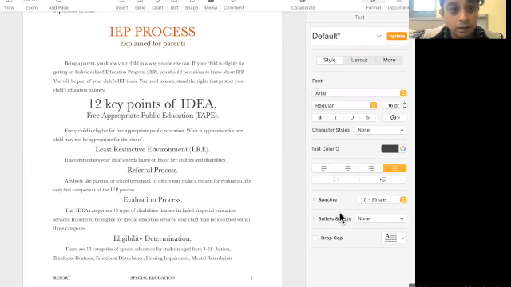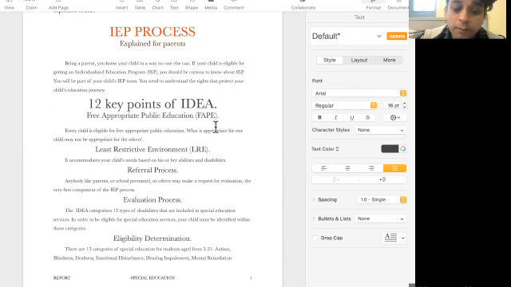Parents, being a parent, you know your child in a way no one else can. If your child is eligible for getting an Individualized Education Program, IEP, you should be curious to know about IEP. You will be part of your child's IEP team. You need to understand the rights that protect your child's education journey. 12 key points of IDEA.